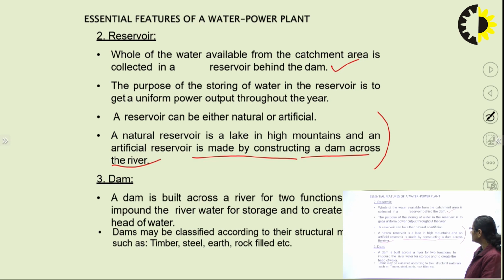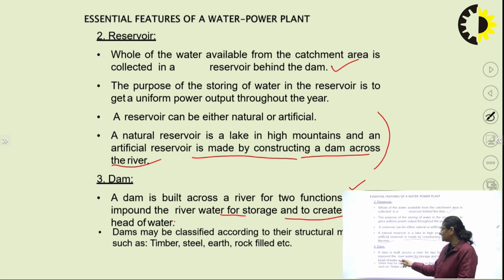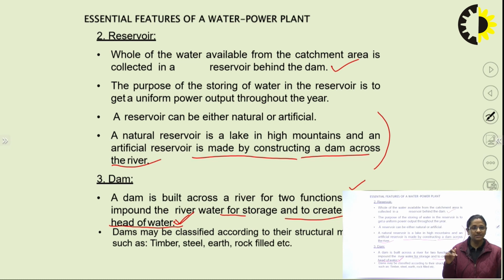A dam is built across a river for two functions: to impound the river water for storage and to create the head of water. It is the head of water which decides the capacity of the dam in terms of the electrical power that can be generated out of the water stored in a particular dam. Dams may be classified according to their structural materials, such as timber or steel for very small head dams, earth, rock filling, etc.